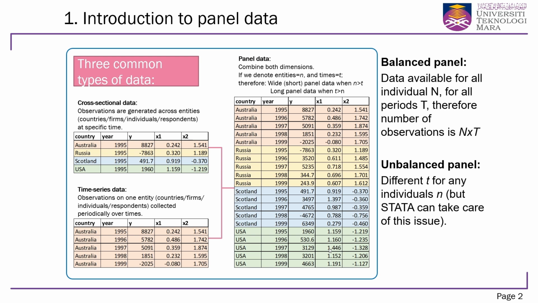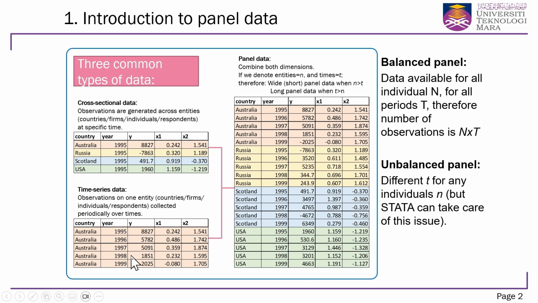Normally, you either have cross-sectional data or time series data or a combination of cross-sectional data and time series data, which we call panel data. You can see clearly here that cross-sectional data, you have data for one particular year across a number of countries, firms, individuals. But for time series data, you have data for one specific entity, countries, firms, individuals, or respondent, collected over a number of periods or times. You can see here data for Australia over the years of 1995, 96, 97, and so on and so forth.